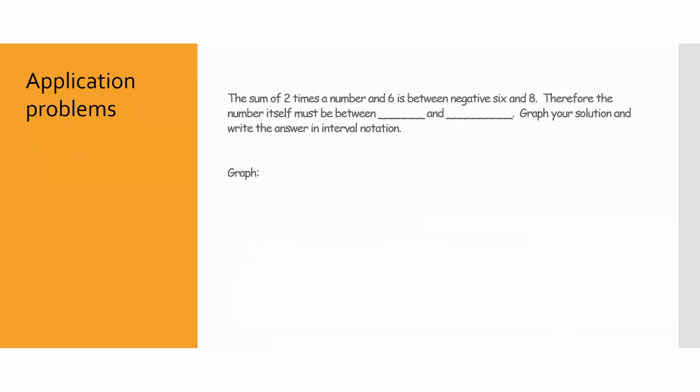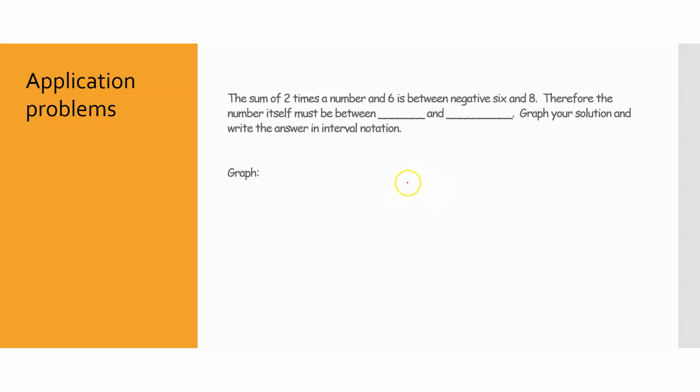Okay, this next one is the sum of 2 times a number and 6 is between -6 and 8. Therefore, the number itself must be between blank and blank. Graph and show your solution. So before we fill in the blanks, let's write the equation. The sum of 2 times a number and 6 and -6.